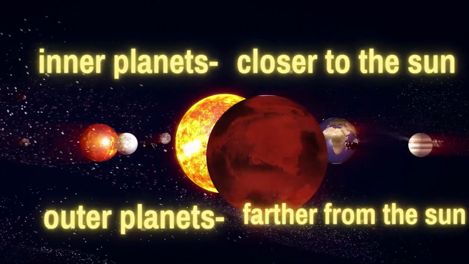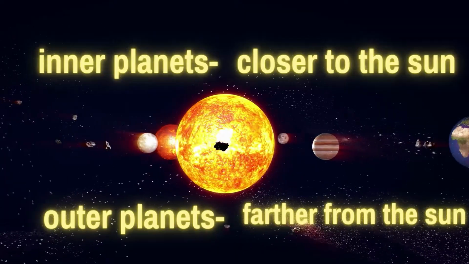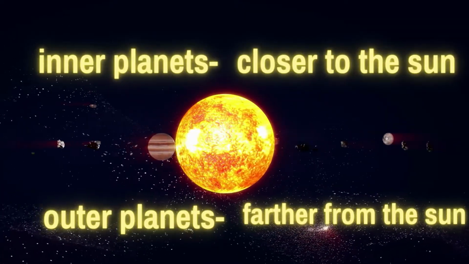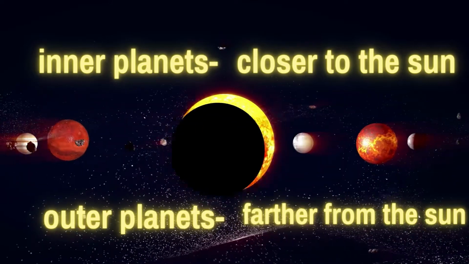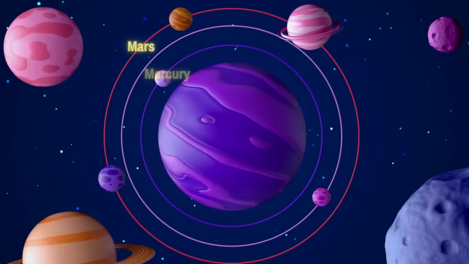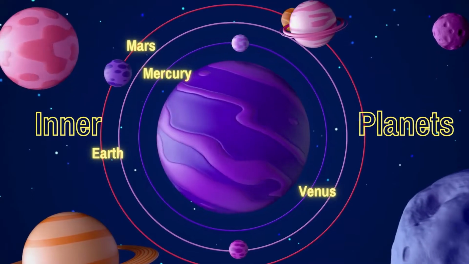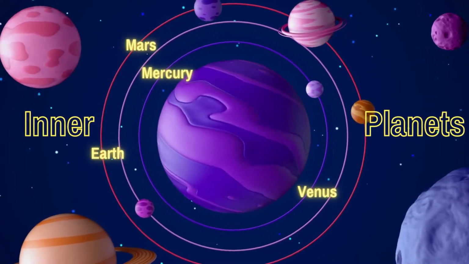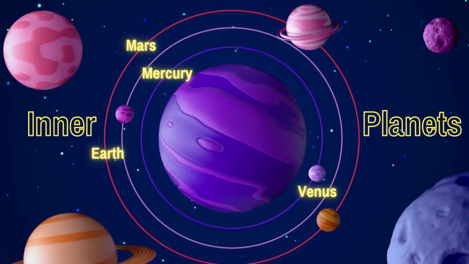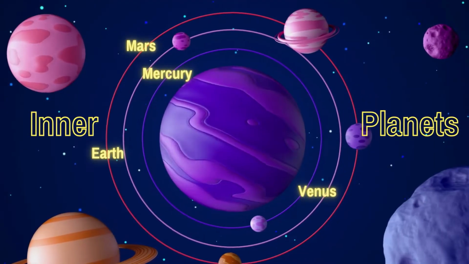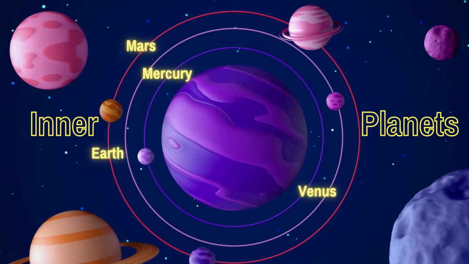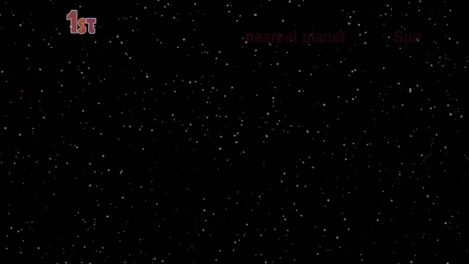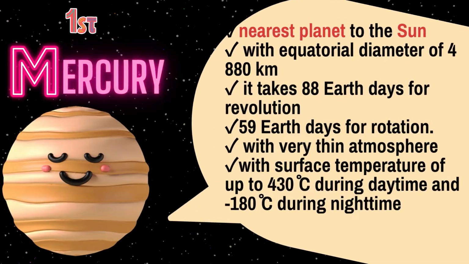Well, the inner planets are closer to the Sun. They are the planets closer to the Sun, while the outer planets are those farther from the Sun. The inner planets include Mercury, Venus, Earth, and Mars. These inner planets are also called the terrestrial planets because, like Earth, these planets have a rocky surface.